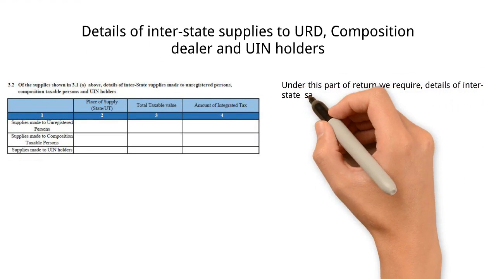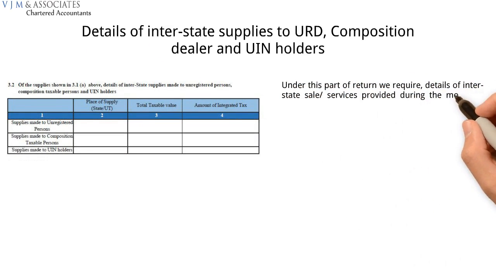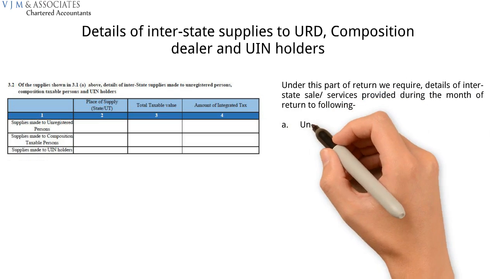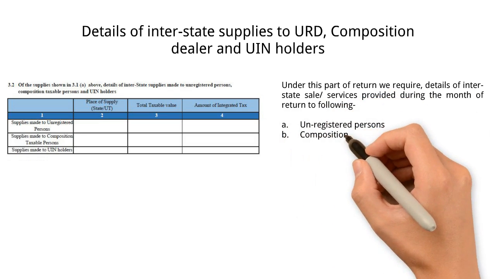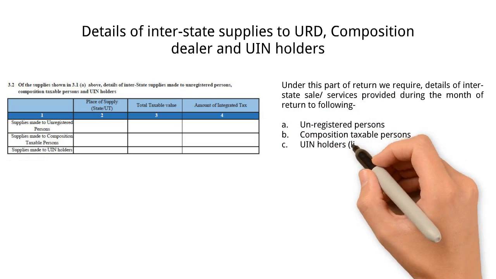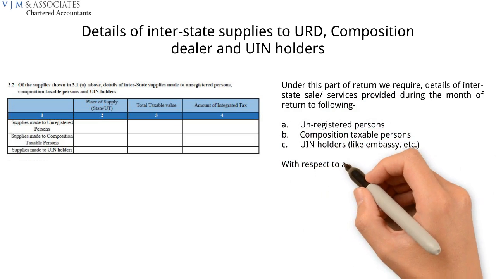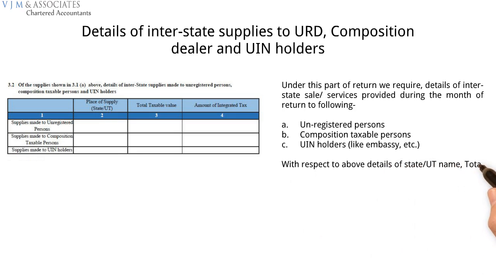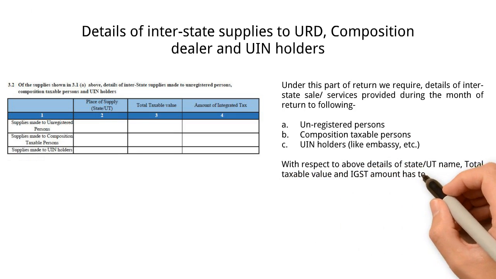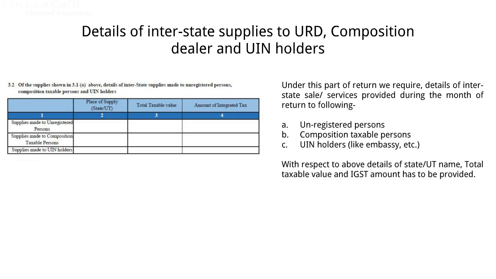Under this part of return we require details of interstate sale and services provided during the month of return to following: unregistered persons, composition taxable persons, UIN holders. With respect to above details of state or UT name, total taxable value and IGST amount has to be provided.